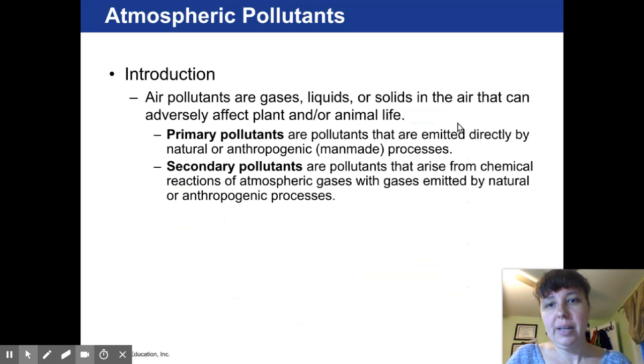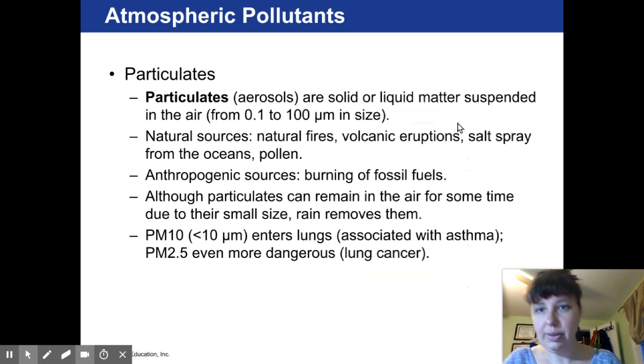Atmospheric pollution, basically we've already covered. Going through particulates, these are the solid aerosol particles that could be solid or liquid. They are not gas form, and they can go from being very, very small at 0.1 micrometers to 100 micrometers in size. Natural sources for particulates are things like forest fires, volcanic eruptions, salt spray from the ocean, and pollen. And then the anthropogenic sources are things like burning of fossil fuels. That's really the big one when it comes to human-caused particulates in the atmosphere.